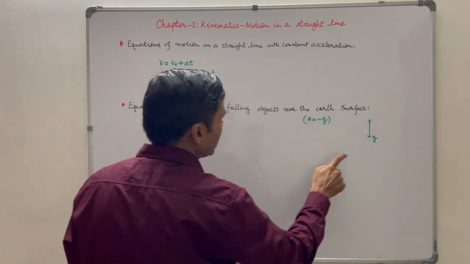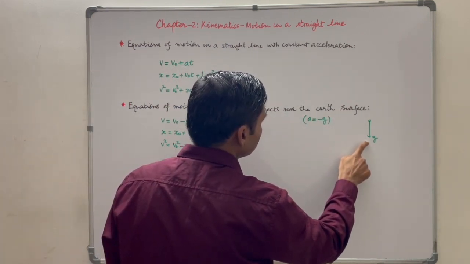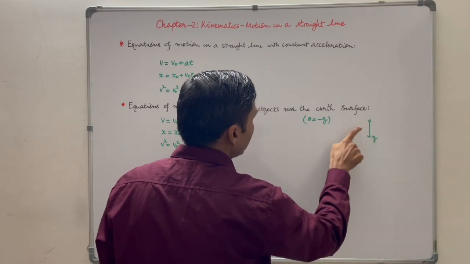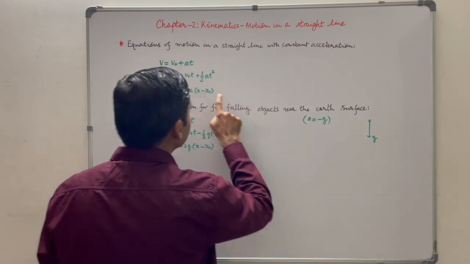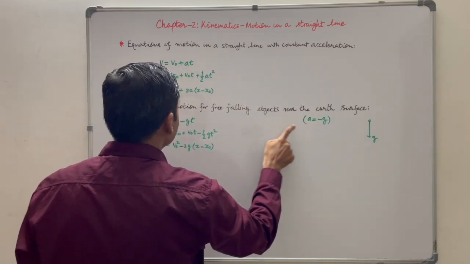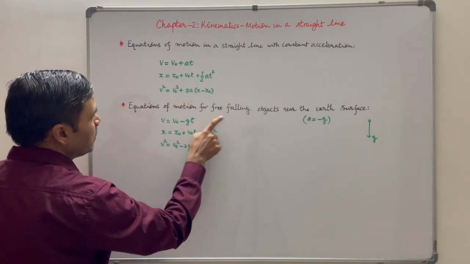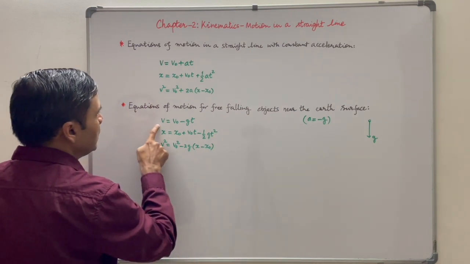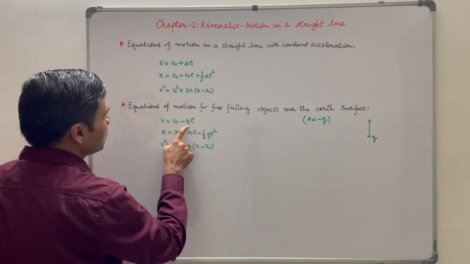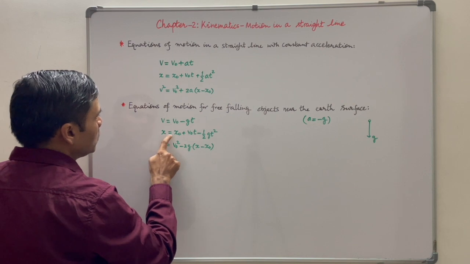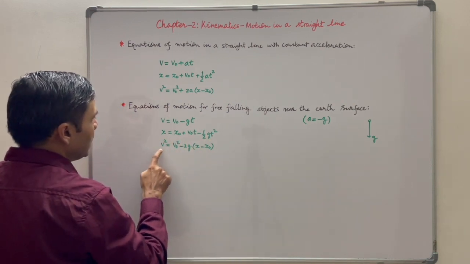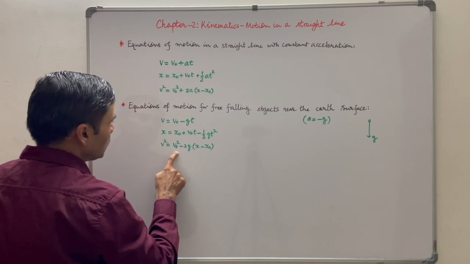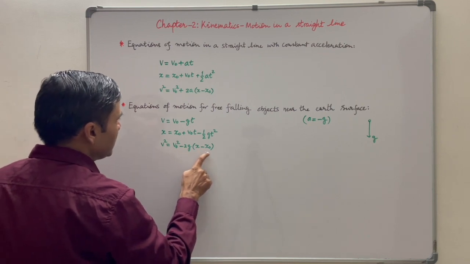We know that the acceleration due to gravity works in the downward direction, and downward is supposed to be the negative direction. So replace a with −g. So the equations of motion for free falling bodies near the Earth's surface will be v = v0 − gt, x = x0 + v0t − (1/2)gt², and v² = v0² − 2g(x − x0).